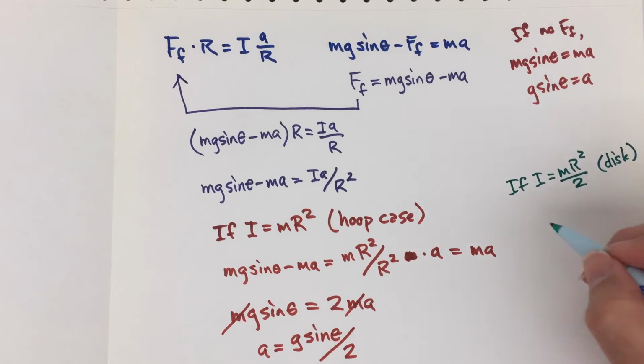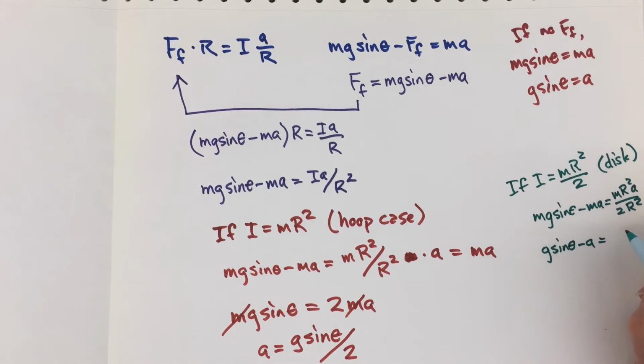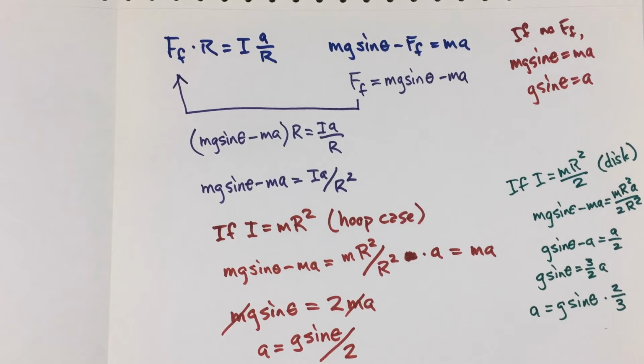In the case of the disk, here the moment of inertia is mr squared over 2. We evaluate this by actually doing an integral of mr squared over the disk, and we find that that comes out with that factor of 2 difference. So this now gives us an acceleration that is 2/3 of the acceleration that we would have had in the case of the frictionlessly sliding block.